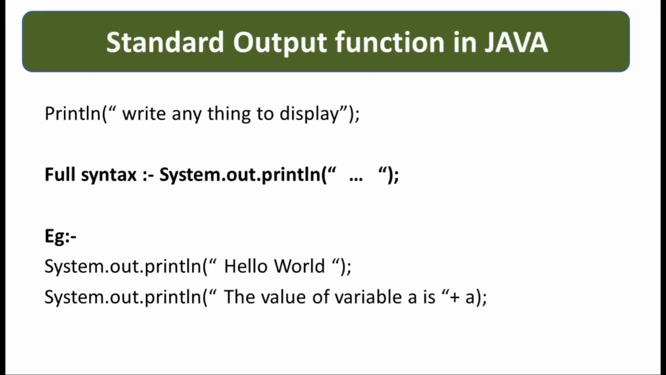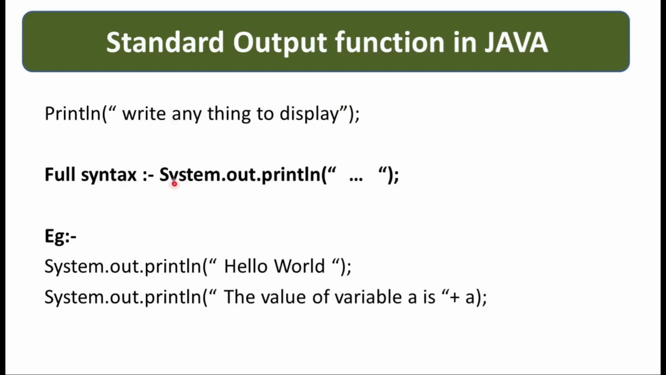In this lesson, I'll be using one function called println. That function is the standard output function in Java. If you want to display something on the console output screen, then this function is used. Basically, the function name is println. Within the double quotes, whatever you write will be displayed on the screen, for example, your name, your roll number, your college name, your city name, your country name, etc.